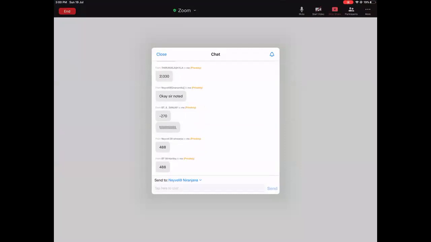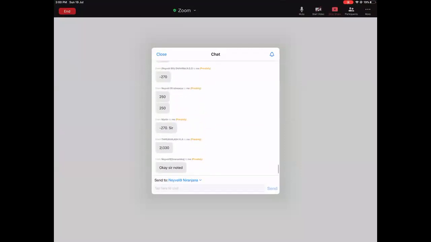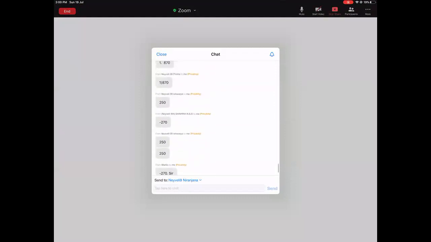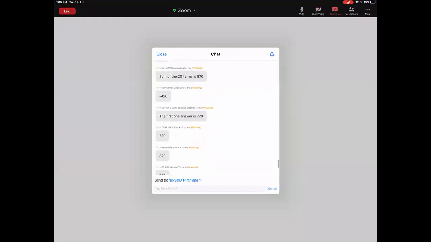What about the others? Yes, yes. So now some correct answers are coming. Aishwarya, 250 is wrong. Prisha, 870 is wrong. I hope you are able to understand the fact that it is a decreasing sequence. Decreasing sequence, so d is negative. d is the common difference. Common difference is always second minus first, third minus second. So we have to be a little careful about that.